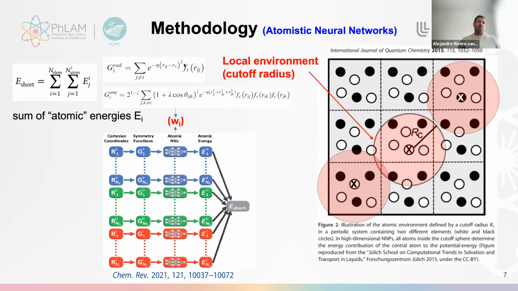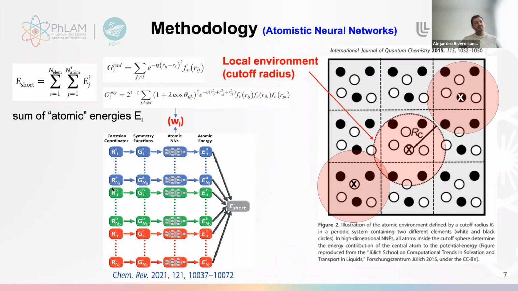This is a kind of function that must be invariant to rotation, translation, and permutation. So this is important in these symmetry functions. This is a kind of Gaussian function which you multiply by a cutoff function to obtain this environment that is represented here in red. And you go with this description of your environment to the neural network architecture.